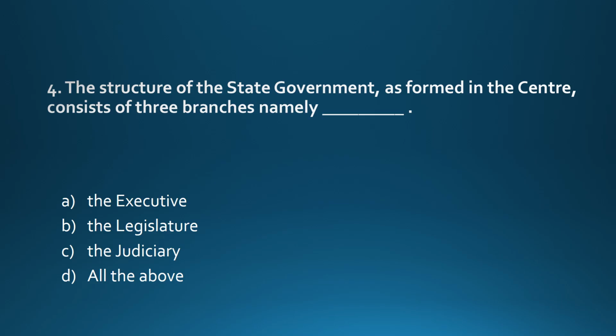Question number 4. The structure of the state government as formed in the center consists of 3 branches, namely dash. Option A, the executive. Option B, the legislature. Option C, the judiciary. Option D, all the above. Correct answer is option D, all the above.